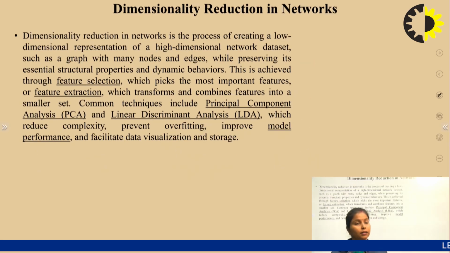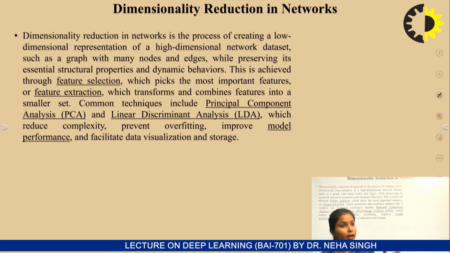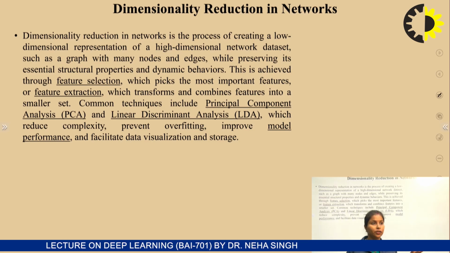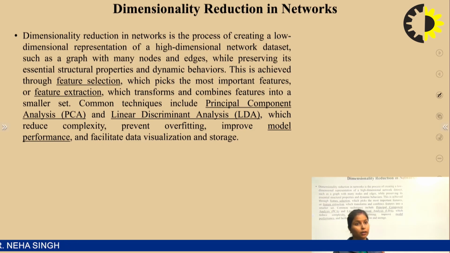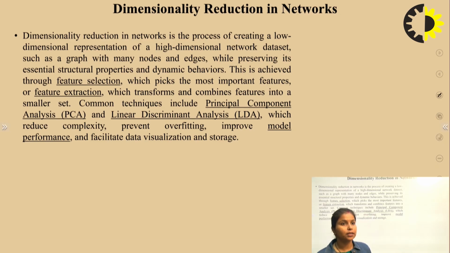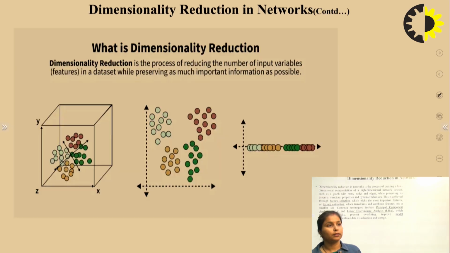Next is dimensionality reduction in networks. Dimensionality reduction in networks is the process of creating a low dimensional representation of high dimensional network data, like a graph with many nodes and edges, while preserving essential structure, properties, and dynamic behaviors. This is achieved through feature selection, picking the most important features, or feature extraction, which transforms and combines the features into a smaller set. Common techniques like PCA and LDA reduce complexity, prevent overfitting, improve model performance, and facilitate data visualization and storage.